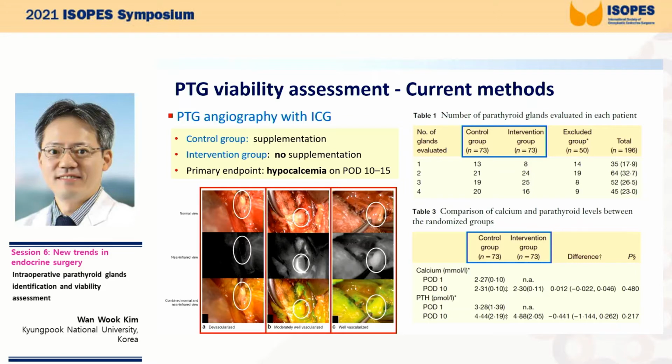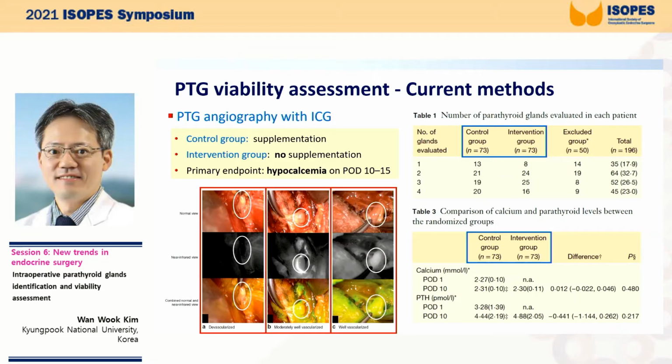The patients who had at least one well-perfused parathyroid gland on ICG angiography were randomized. The control group received standard follow-up and supplementation with calcium and vitamin D. The intervention group had no supplementation and no blood test. The primary endpoint was hypocalcemia at 10 to 15 days postoperatively.